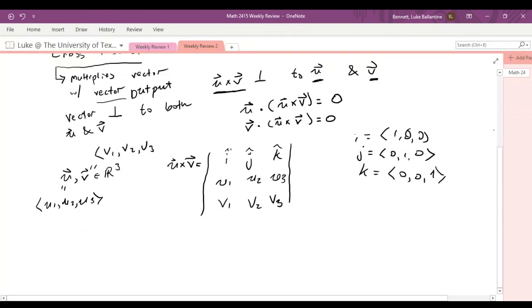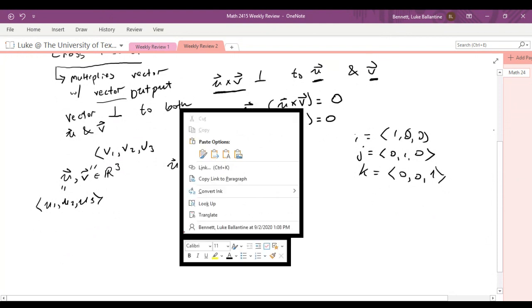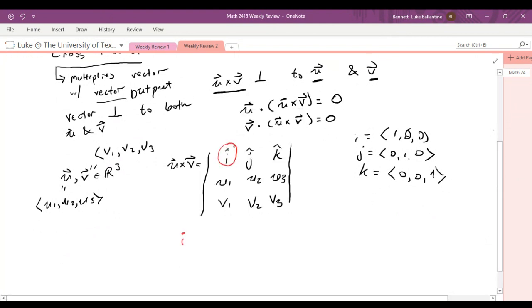So we're going to circle i, and that number goes right here. Then we cross out the column and the row, and we're left with this. We write that as a 2 by 2 determinant.